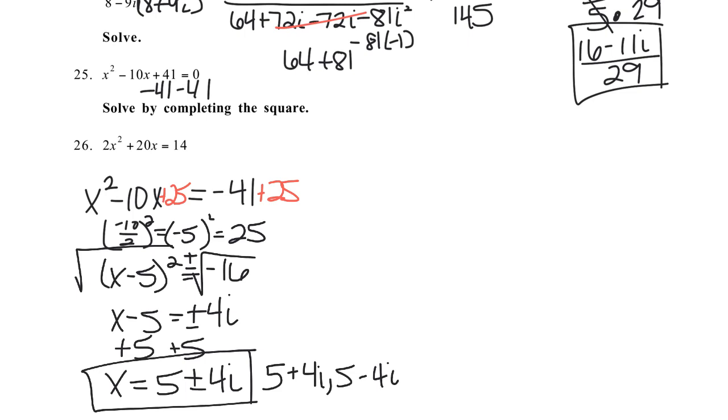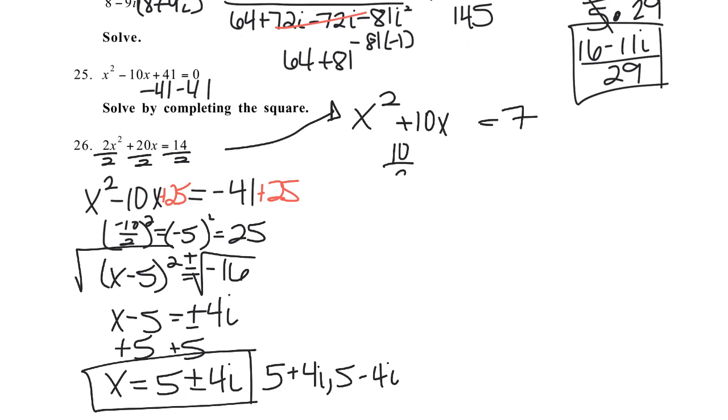Number 26 says completing the square, so I'll do it that way. But remember, on this test, it's multiple choice. We're not checking your work, so you could solve it any way you want. This one's going to work out just fine, though, because if there's a coefficient, the first thing I have to do is divide by 2. So we get x squared, that's up here, plus 10x equals 7. And this is similar to the one we just did. 10 divided by 2 squared, 5 squared is 25. So I'm going to add that to both sides.